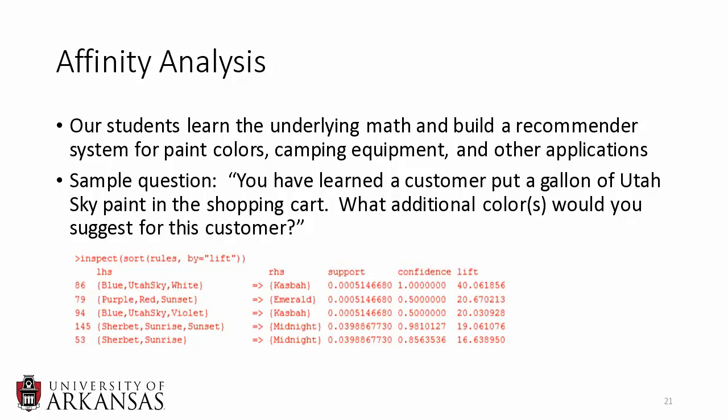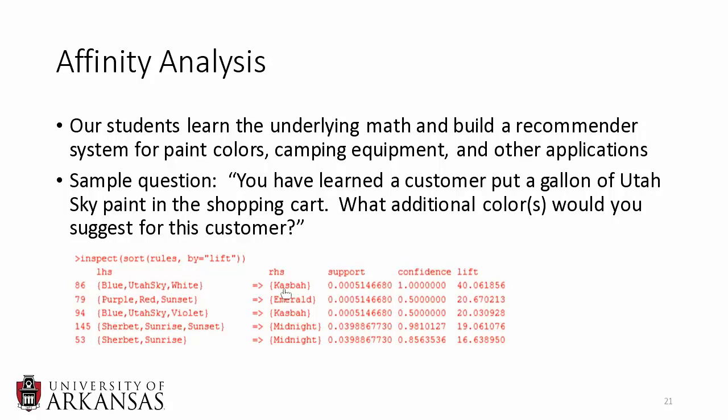And you can see this is a little bit of the printout of the kind of things that you get here. Our very top thing here has blue, Utah Sky, and white in it. And then it's suggesting on the right-hand side a color called Kasbah, which is kind of like a Moroccan dusty orange. If you look at that, the lift on that is 40. What that is telling you is that if people have these 3 colors in their cart, they're 40 times more likely to also put this color in their cart.